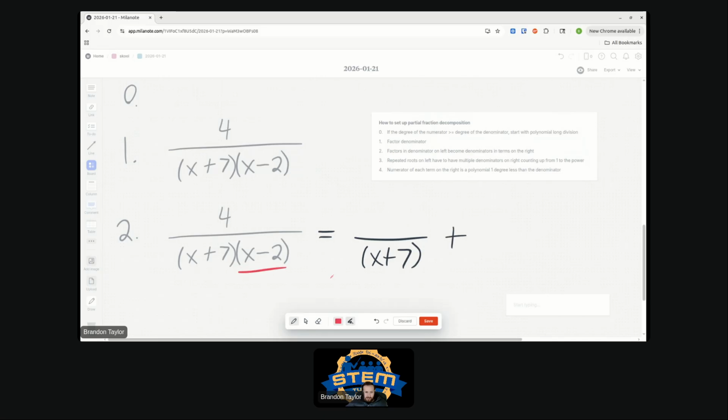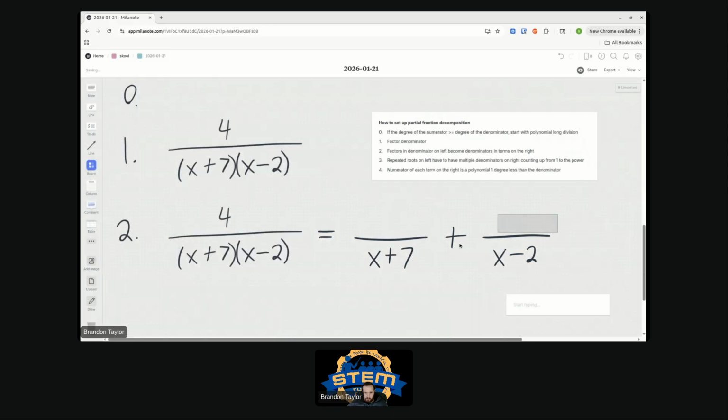And then here for this one, x minus 2, we'll do the same thing. X minus 2, like that. So there you go. Hopefully that makes sense. So basically, each factor in the denominator on the left, like I said, becomes a denominator in its own term on the right. That's what we're seeing here.